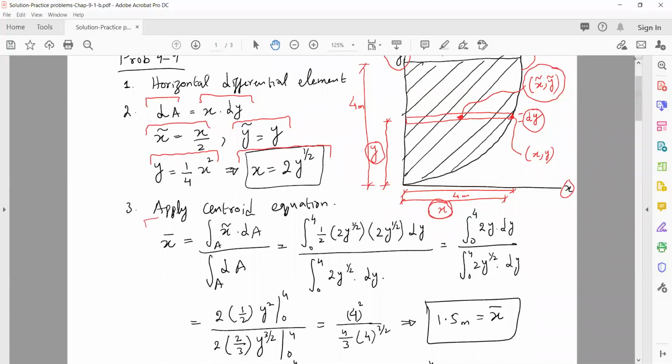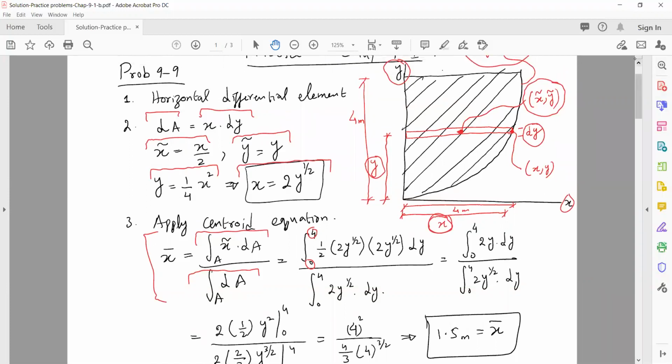Now here's the equation for x bar of the area. So we have integral of x bar of the element times dA divided by integral of dA, right? So just put in the values. What are the limits? We have the limits from 0 to 4, right? In the y direction, we have the distance from 0 to 4. So we'll take these limits, 0 to 4 meters.